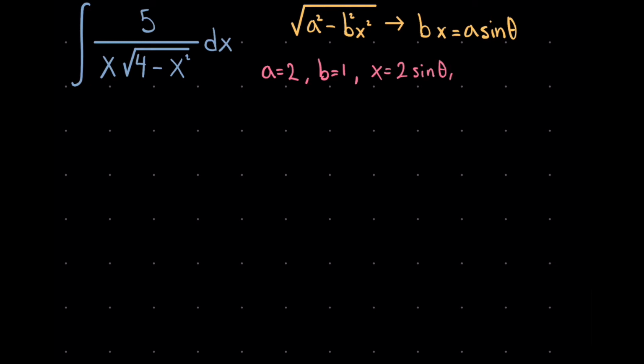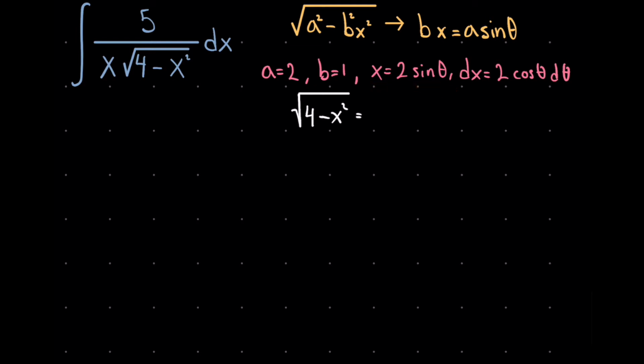And taking the derivative of both sides, we get dx equals 2 times the derivative of sine, which is cosine, so 2 cos theta d theta. So we have this term here. And let's try to simplify this with the substitution that we have just come up with. So we have the square root of 4 minus x squared, and we know that x is equal to 2 sine theta, so let's use that.